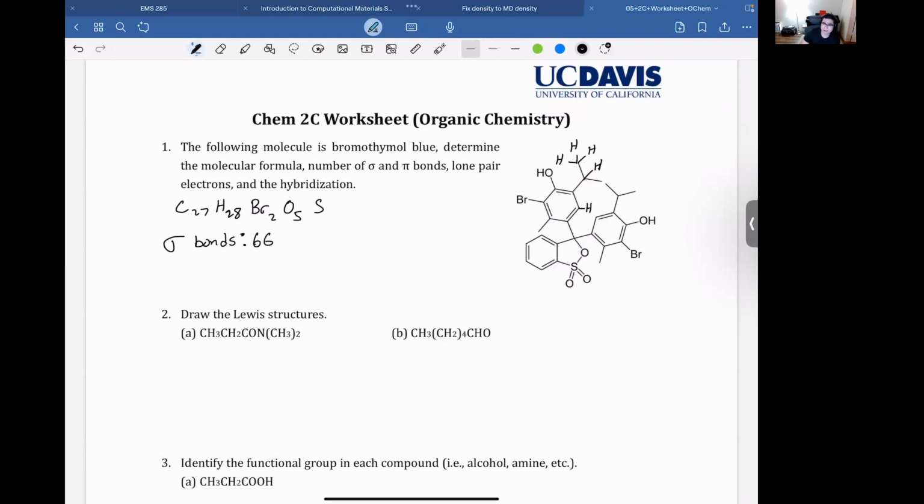An easy way to do it is count all the bonds you see, and then just add the number of hydrogens, because every hydrogen can only make one bond, or it has to be a sigma bond.